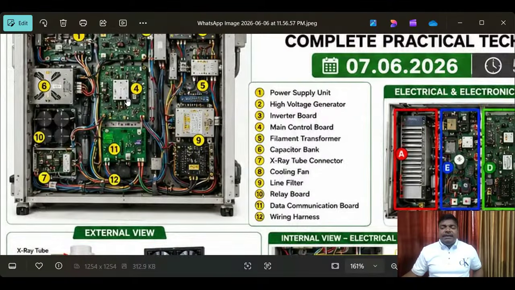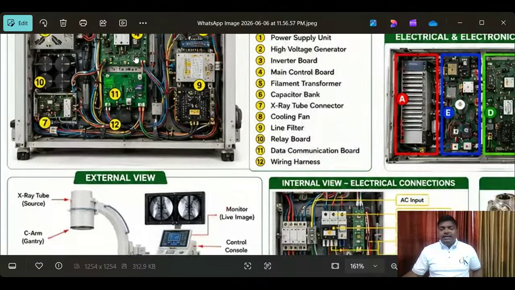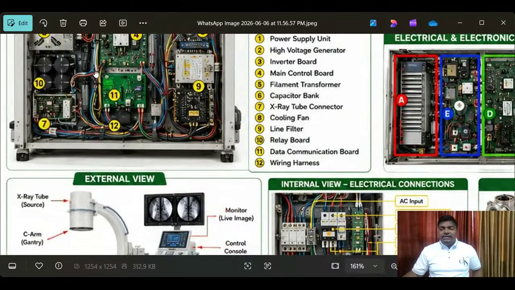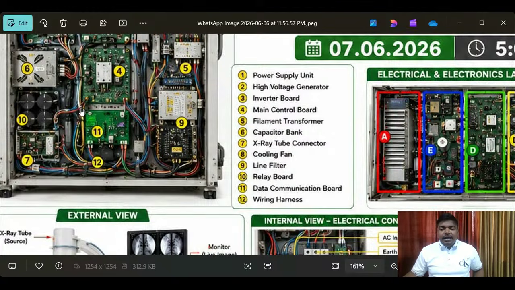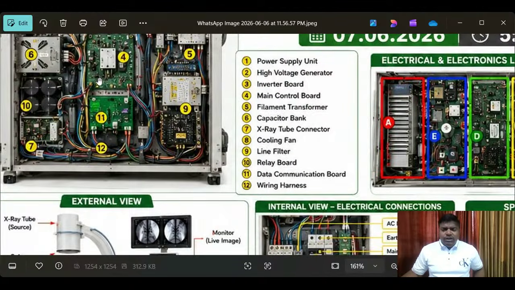And next, see here: capacitor bank. The sixth point. This is the capacitor bank. And the X-ray tube connector, the seventh point. Down here you can see it, this seventh point is the X-ray tube connector. And the cooling fan. These are all the internal parts of the C-arm medical equipment used in the operation theater.